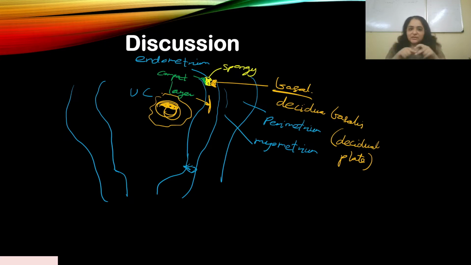Now the cytotrophoblast cells and syncytial trophoblast are kind of sticky. They hook onto the endometrial layer and then penetrate inside. So they get implanted over here, between the compact layer and the spongy layer, and the basal layer will then form the decidual plate outside.